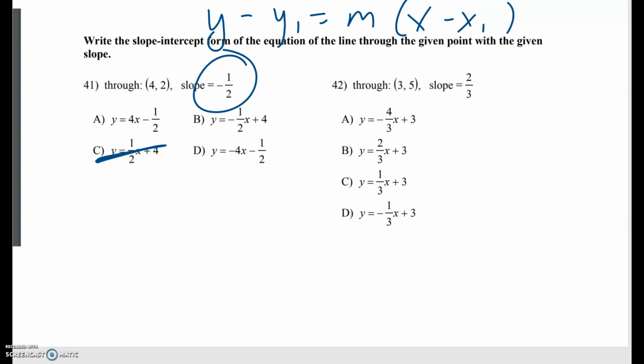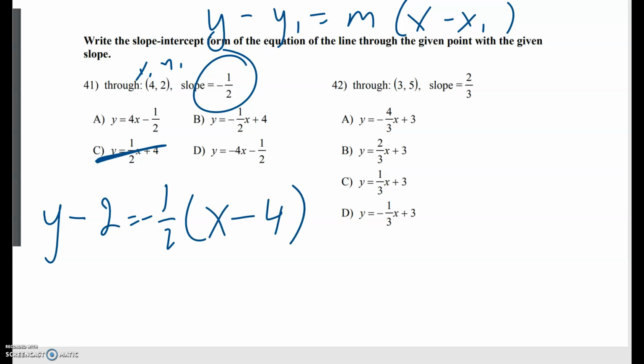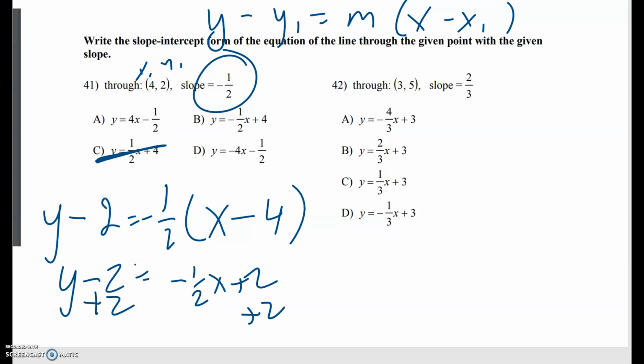Now, this is your x1 and y1. So y minus your y1 equals your slope times x minus your x1. So that's how you'd set it up. Then you're going to distribute. And then you're going to add 2 to both sides. So you get y equals -1/2 x plus 4. So the answer is B.